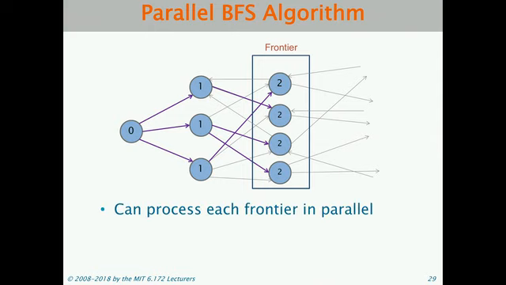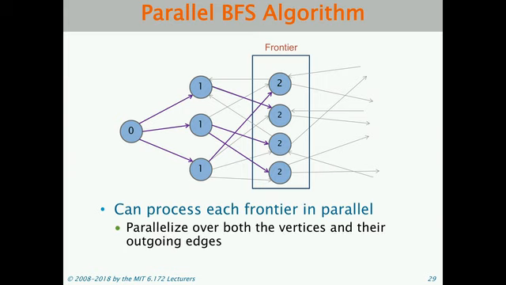So as we see here, you can process each of these frontiers in parallel. So you can parallelize over all of the vertices on the frontier as well as all of their outgoing edges. However, you do need to process one frontier before you move on to the next one in this BFS algorithm. And a parallel implementation has to be aware of potential races. So as I said earlier, we could have multiple vertices on the frontier trying to visit the same neighbor. So somehow that has to be resolved.